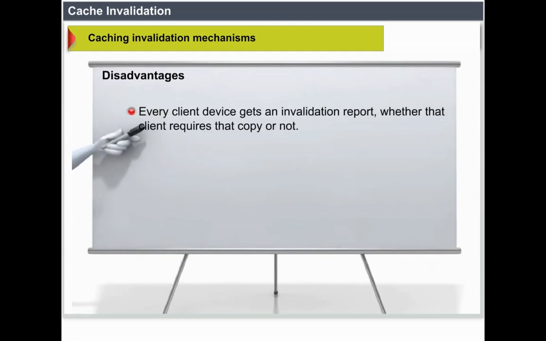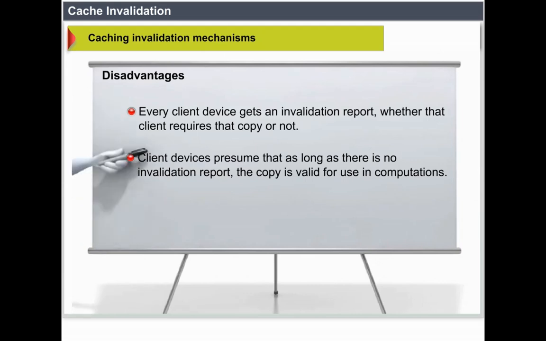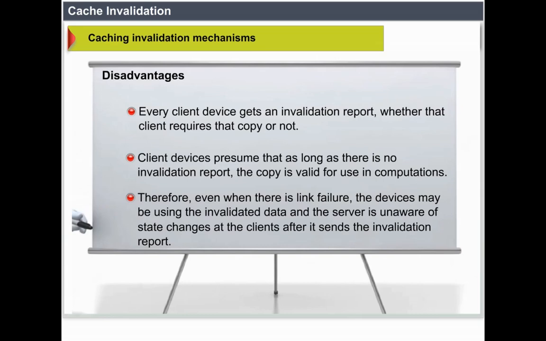Disadvantages: every client device gets an invalidation report whether that client requires that copy or not. Client devices presume that as long as there is no invalidation report, the copy is valid for use in computations. Therefore, even when there is link failure, the devices may be using the invalidated data, and the server is unaware of state changes at the clients after it sends the invalidation report.